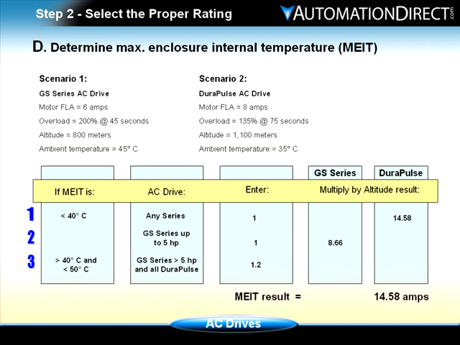2. If the temperature is greater than 40 degrees C but less than 50 degrees C, and using a GS series AC drive up to 5 horsepower, as in scenario 1, multiply the altitude result by 1, which makes the MEIT result 8.66 amps. 3. If the temperature is greater than 40 degrees C but less than 50 degrees C, and using a GS series AC drive greater than 5 horsepower or any Durapulse AC drive, multiply the altitude result by 1.2.